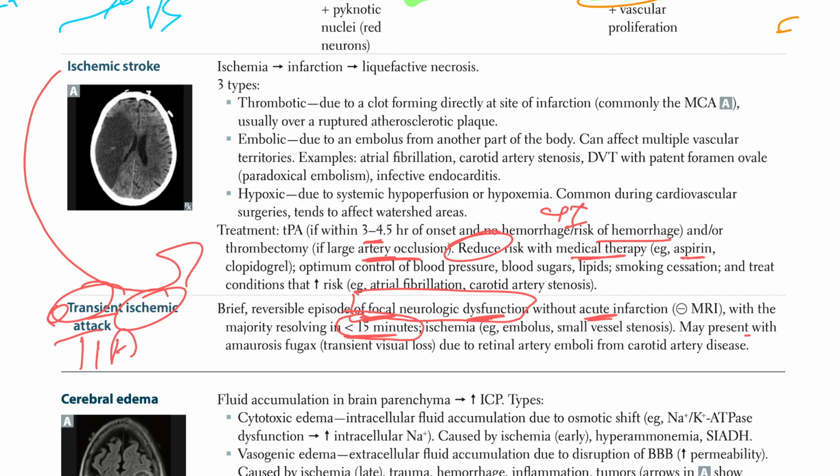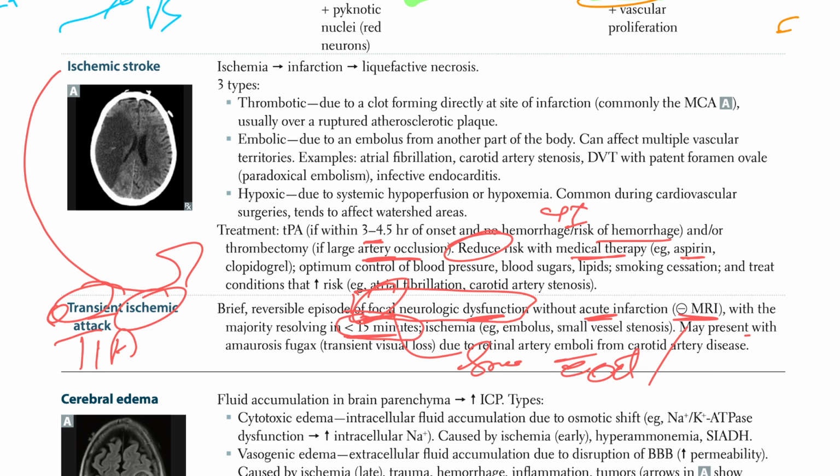What else might you see? High yield, brain imaging is normal. You take a look at brain imaging, and everything is normal. And also it is localized to where? Focal, a single site, a single region of the brain. And the signs and symptoms resolve without any intervention. You don't have to do anything. No intervention needed.